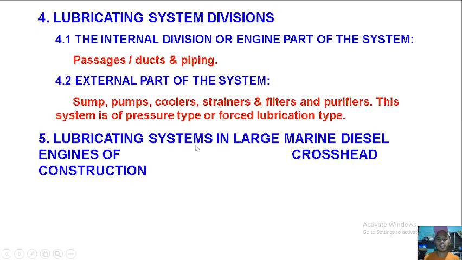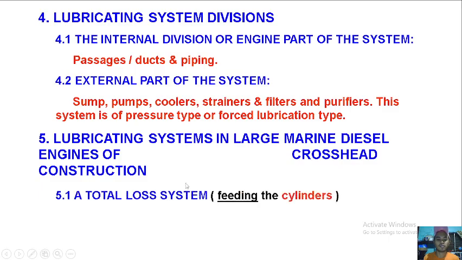Okay, so lubricating systems in large marine diesel engines of crosshead construction. We have two types of lubricating systems for two-stroke engines or crosshead construction. First, we have a total loss system for feeding the cylinder. These are the cylinder lubrication. The oil in here will be consumed or used to lubricate the piston and liner, and it is also used to prevent corrosion in the combustion, especially from sulfur and vanadium.